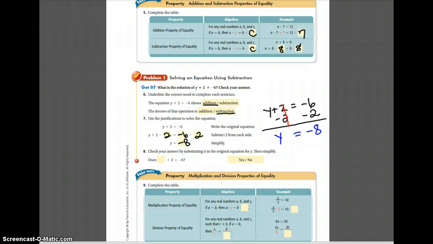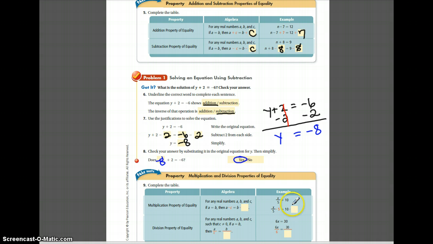Number 8, check your answer by substituting it into the original equation for y and then simplify. So our answer was negative 8. If we substitute negative 8 for y, negative 8 plus 2 is equal to negative 6. So our answer is right.